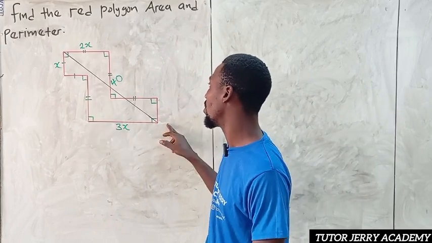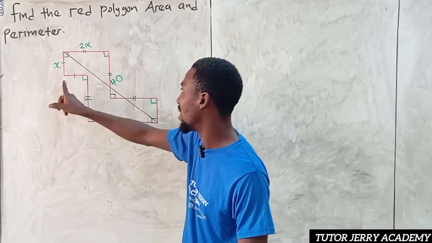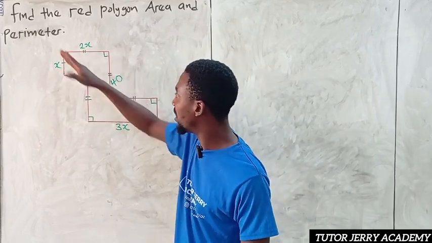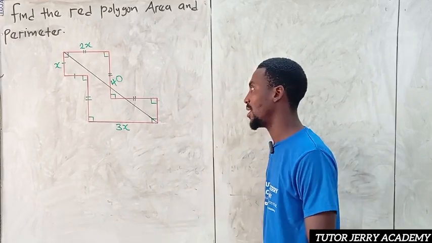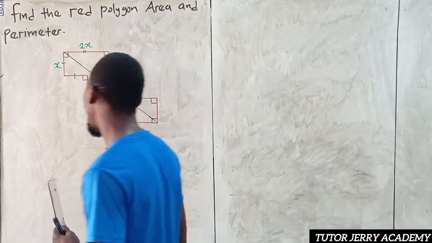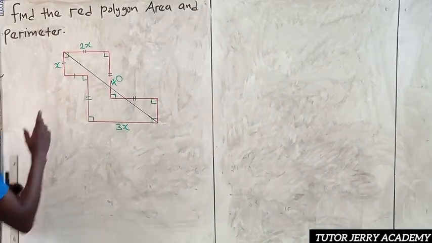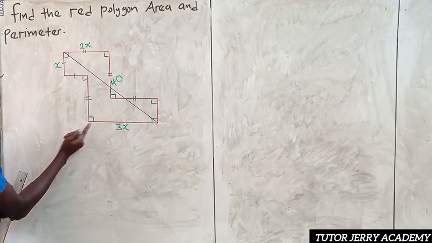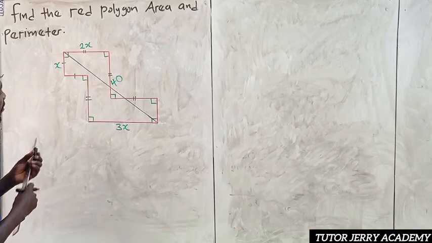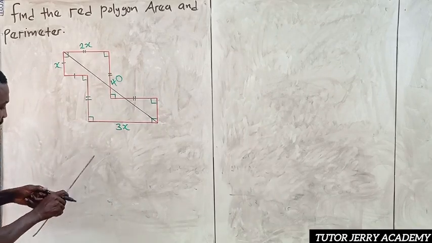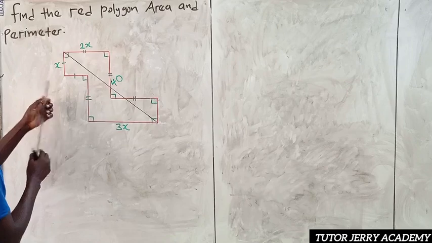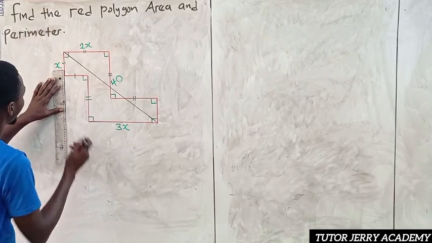And from here to here is given to us as 3x. This place is x, and this place too is going to be x. The length from this point to this point is given to us as 40. All right. So to solve this question, we can complete this line ourselves, then join this one to it, in order to form a triangle. All right. So let's do that.